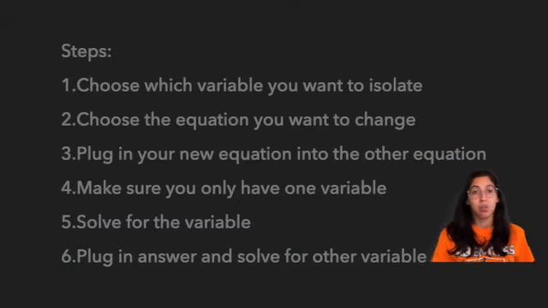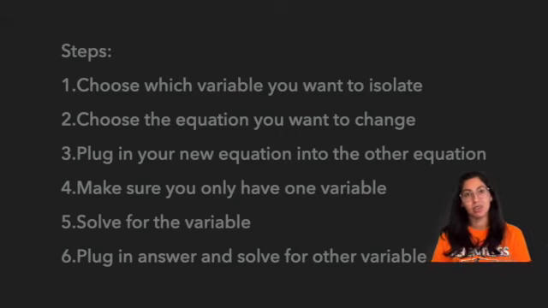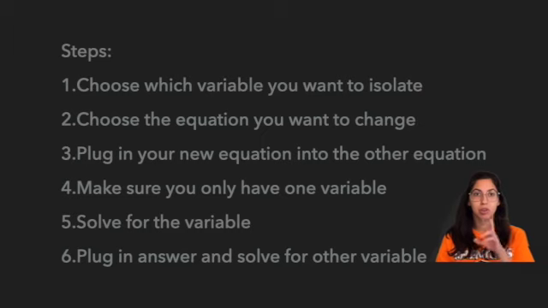So we are looking at substitution. Here are your steps. So choose which variable you want to isolate, choose the equation you want to change, plug in your expression into your old equation. Make sure you only have one variable. That's super important. If you look through and you have an x and y still, after you've substituted, you did something wrong, okay? Solve for the new variable, plug in your answer, and solve for the other variable.